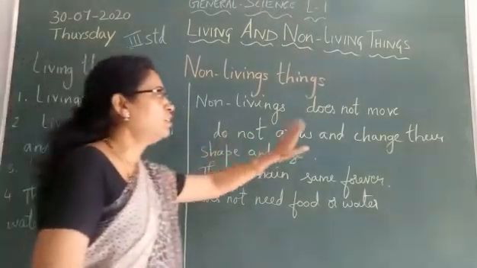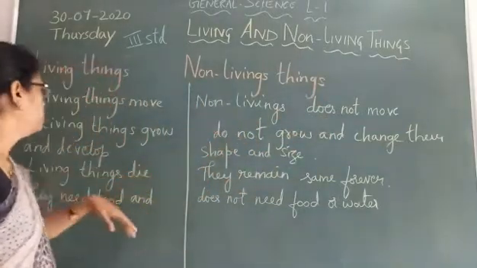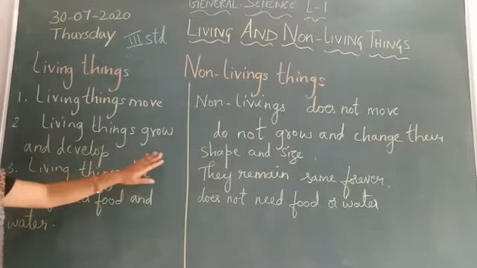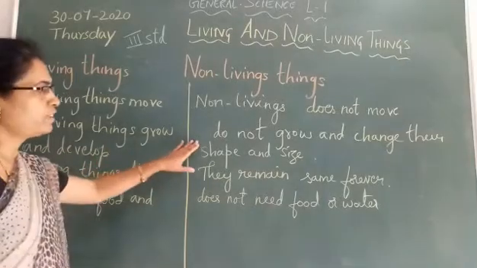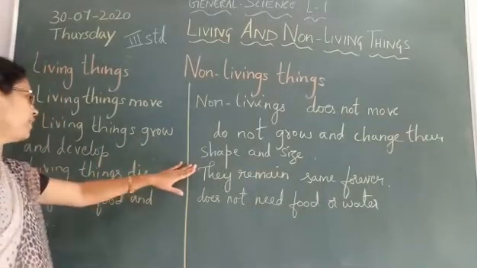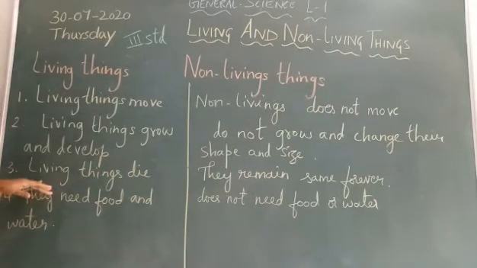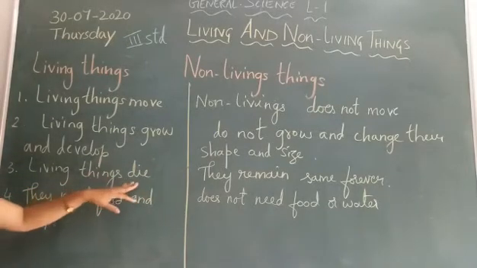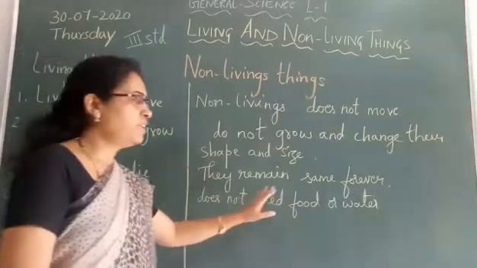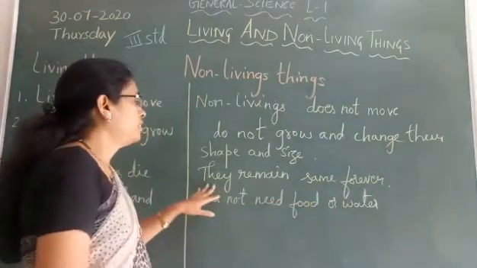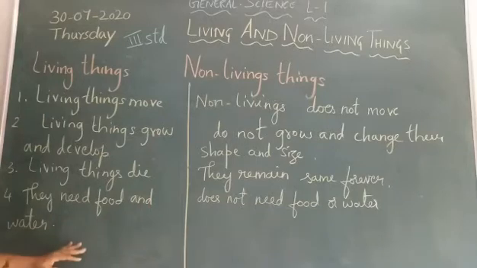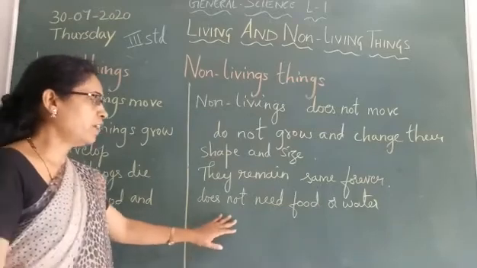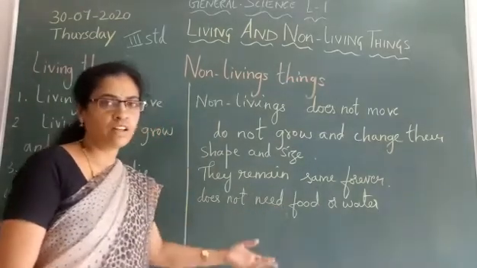Non-living things do not move. The second point is living things grow and develop, whereas non-living things do not grow and change their shape and size. The third point is living things die, whereas non-living things remain the same forever. And living things need food and water. It is very essential for living things, isn't it? Whereas non-living things do not need food or water because they do not have life in them.